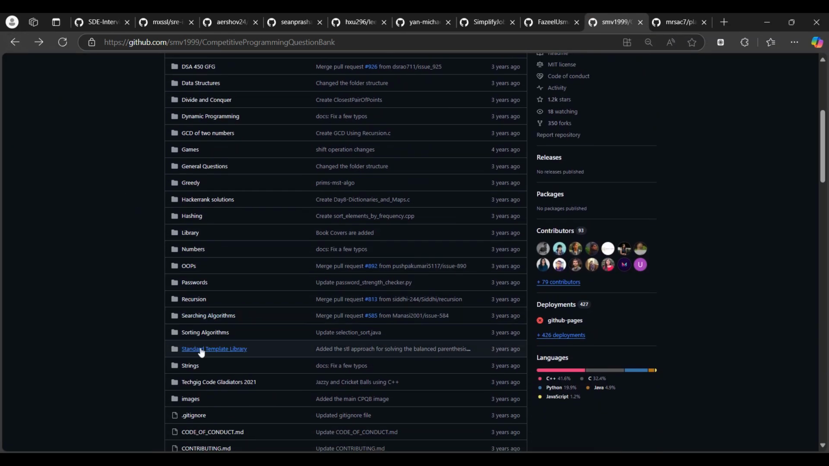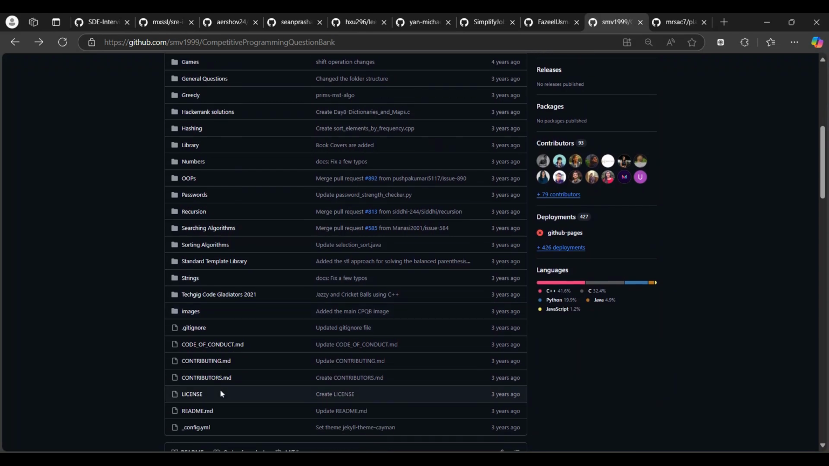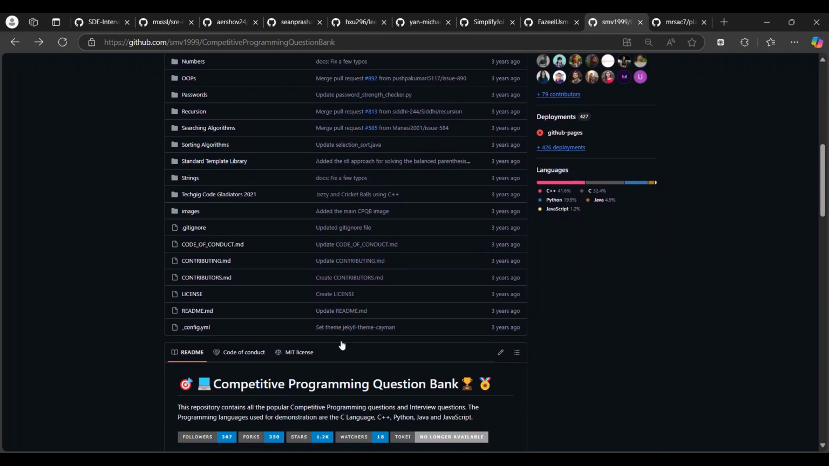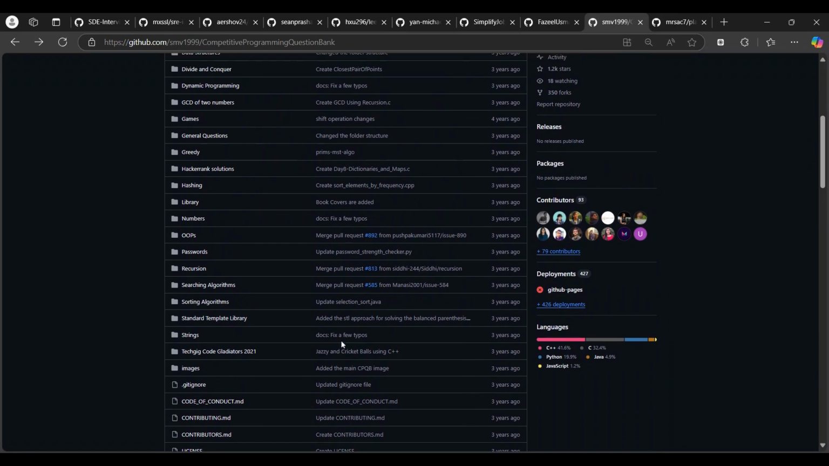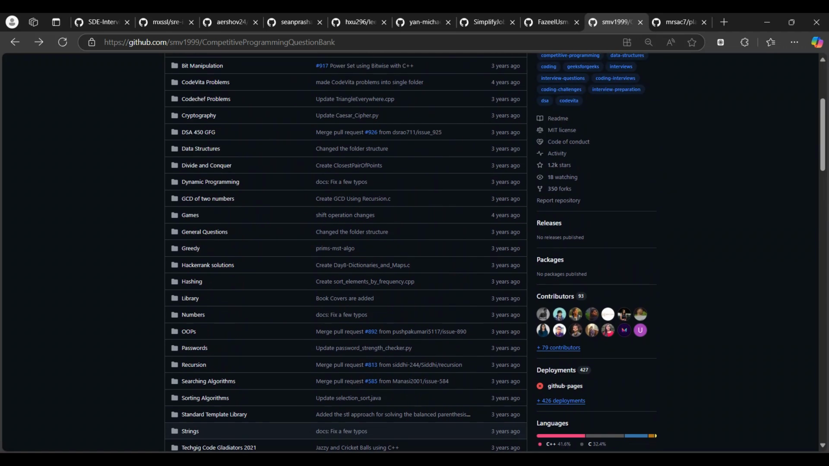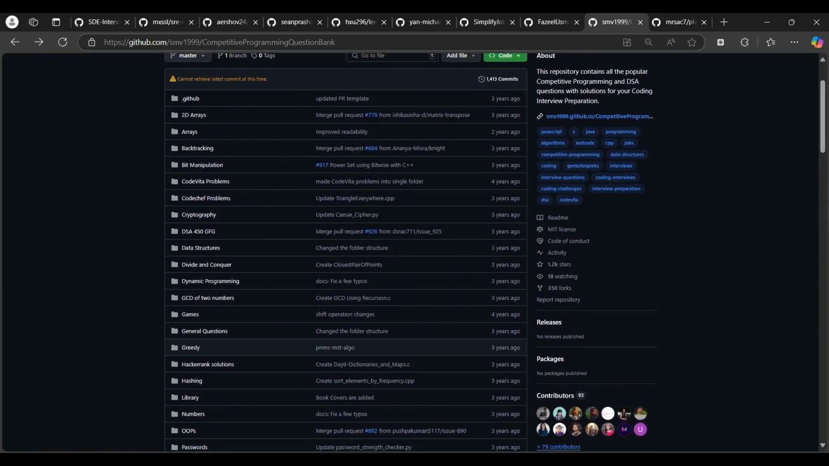Other things you can spend some time on are searching algorithms, sorting algorithms, strings, images, and all those things. So if you're a competitive programmer, then this GitHub repo will really help you out to practice different questions, and they have also listed the answers. So it will not be a big issue for you, right?